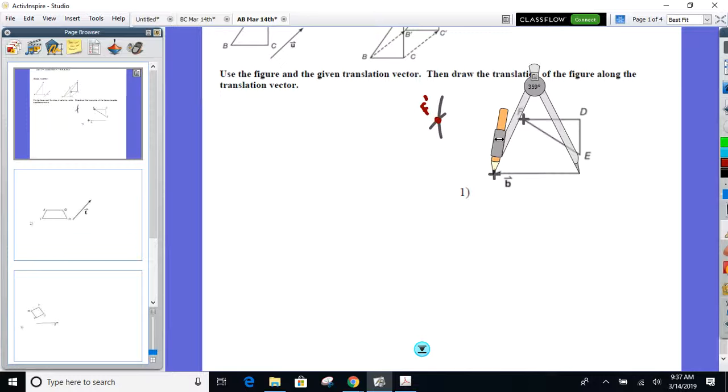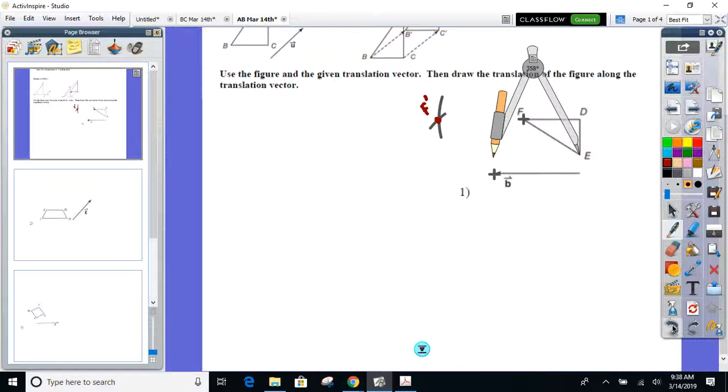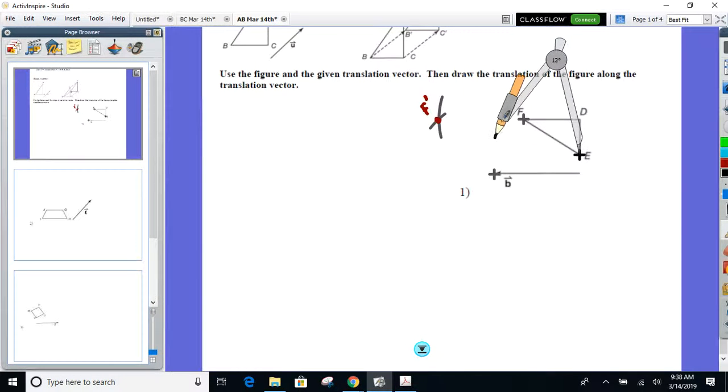And then let's go to point E. With that same length, let's go to point E. Let's make an arc there. I want to make mine in black. There we go.